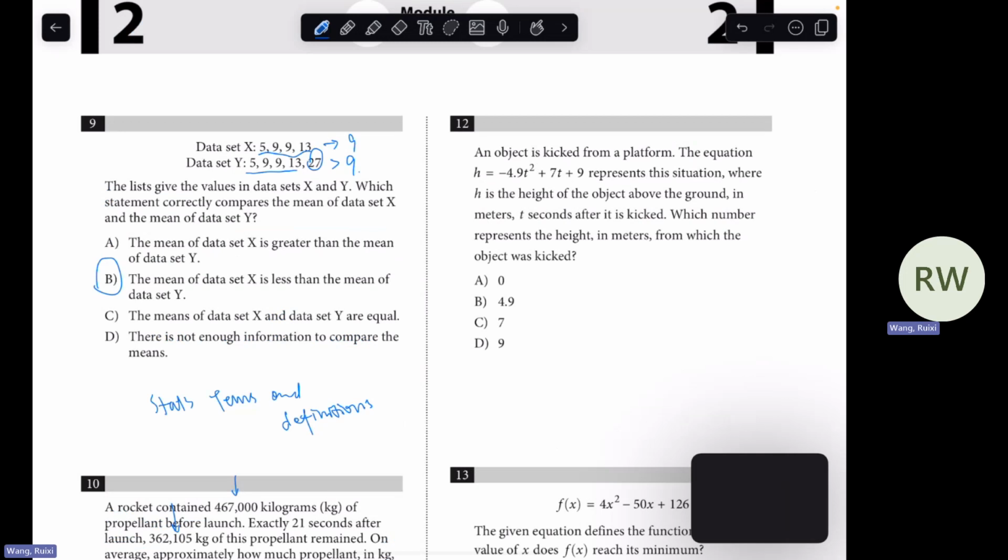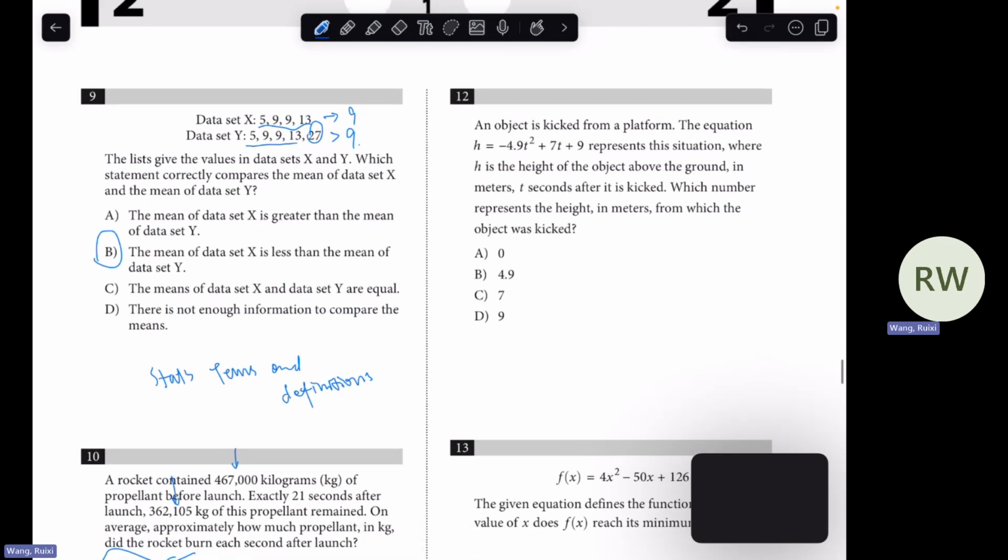All right, another word problem. I do think there's a lot of word problems, which means you do need to read everything carefully. Which number represents the height in meters from which the object was kicked? Because it was sent off from a platform, it's asking for its initial height.